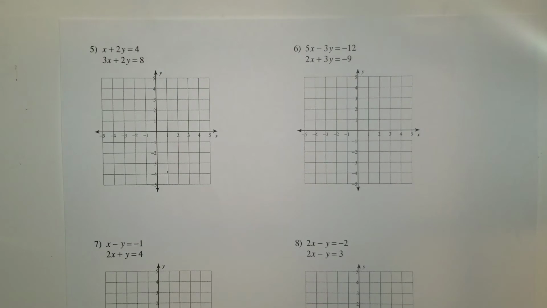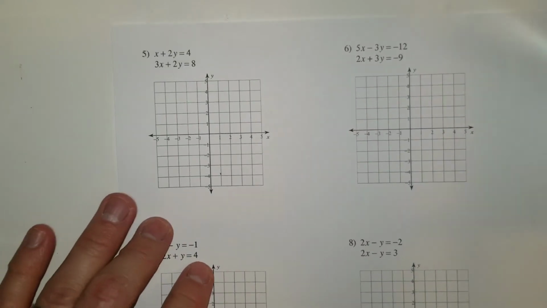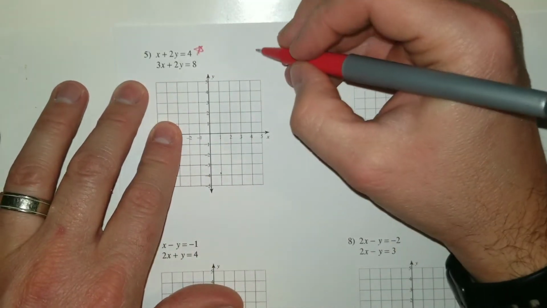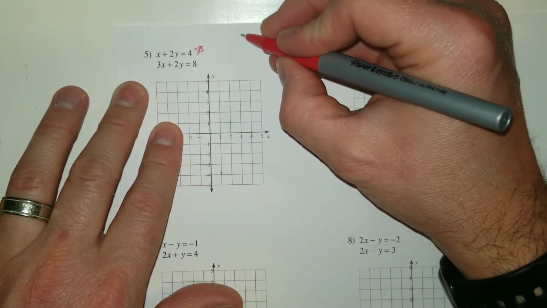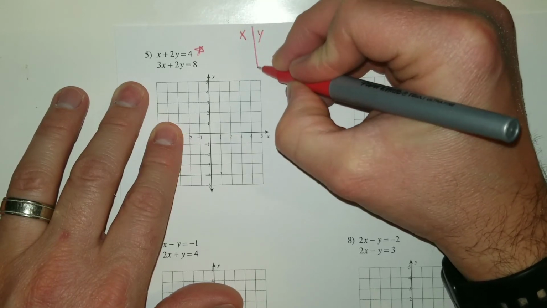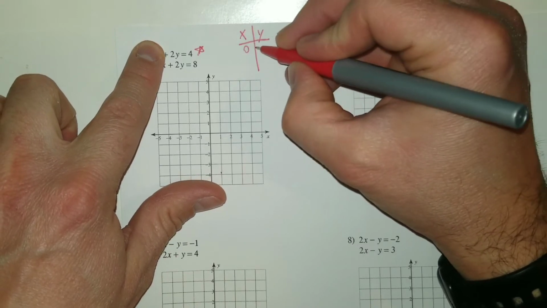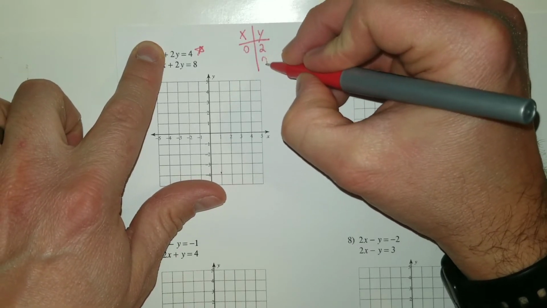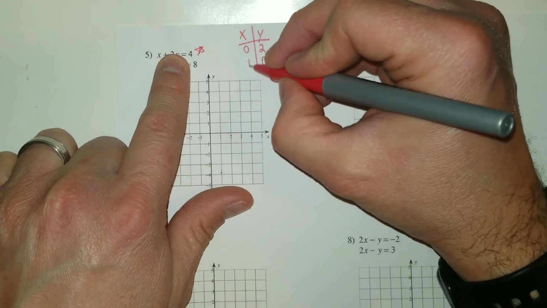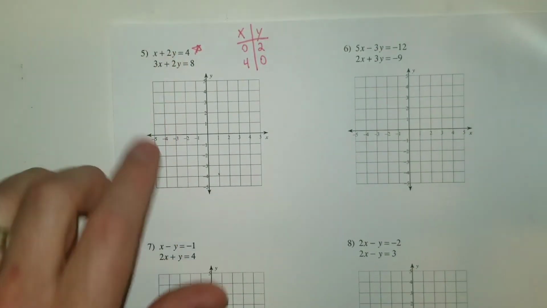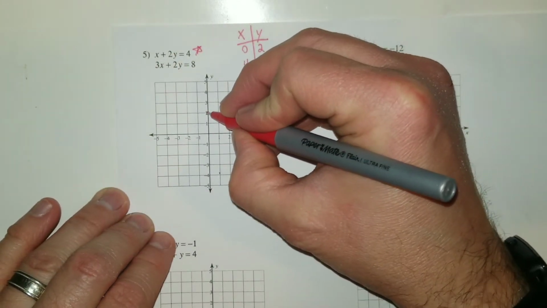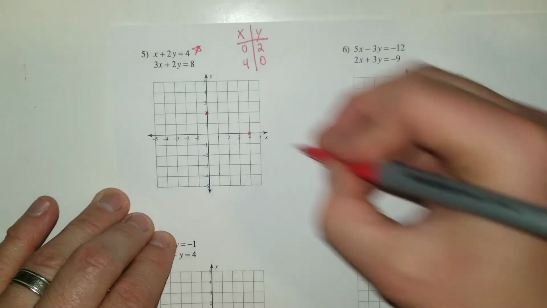All right, we have number 5 right here. We have x plus 2y is equal to 4. We have 3x plus 2y is equal to 8. All right, well, let's do the first one. We have x and y. Let's go up and down this time. If x is 0, 2 times what equals 4? 2 times 2. Okay, let's pretend y is 0 now. x equals 4. So I know 0, 2, and I know 4, 0, and I can connect them.